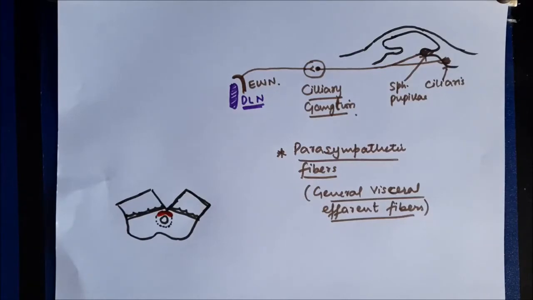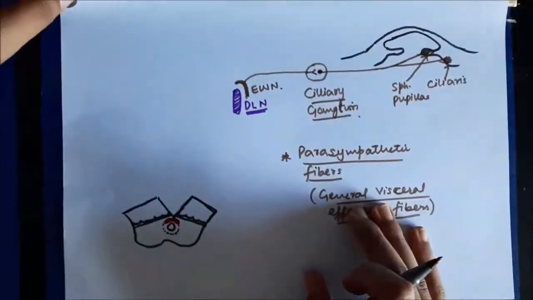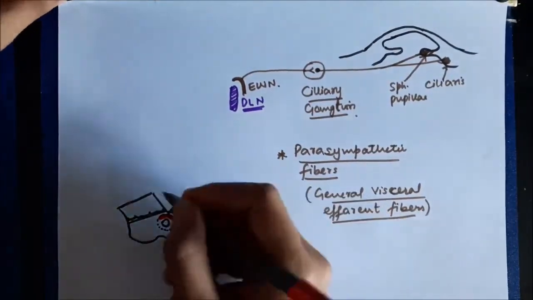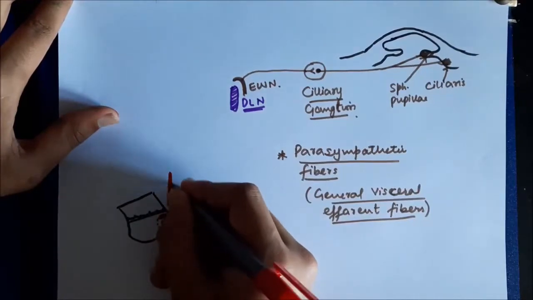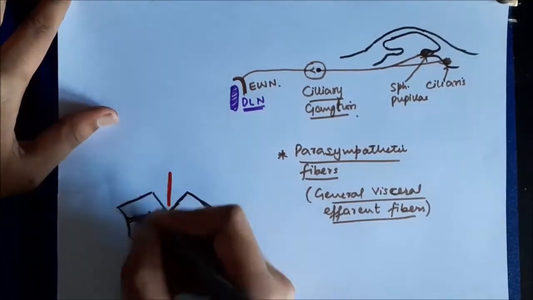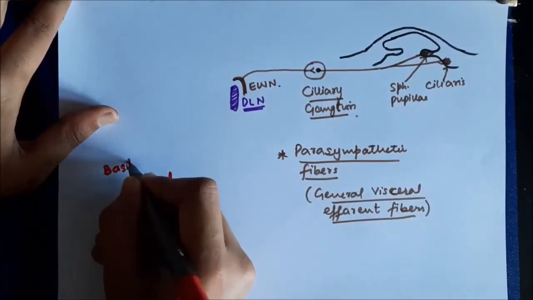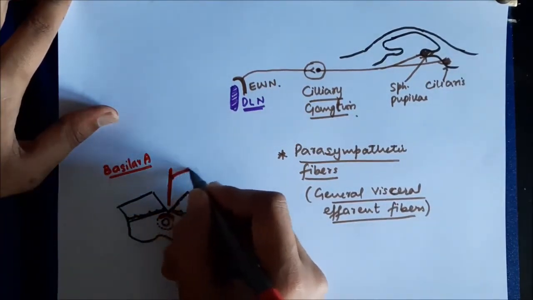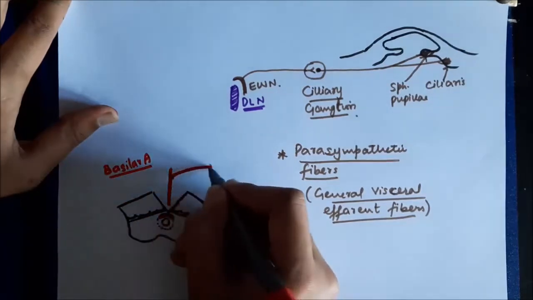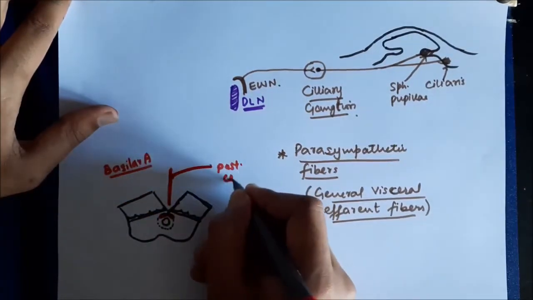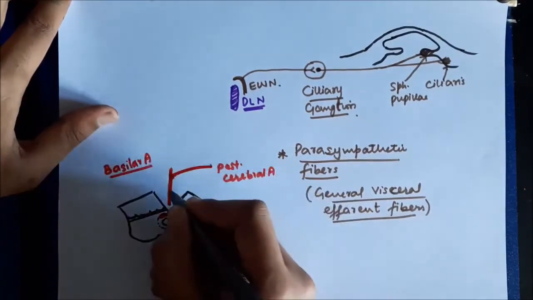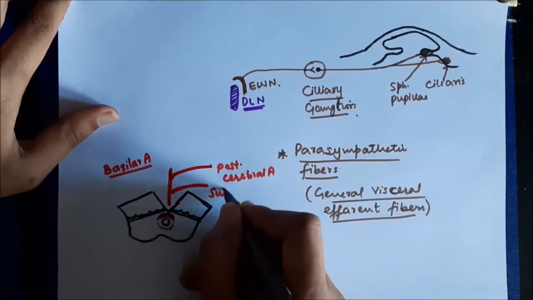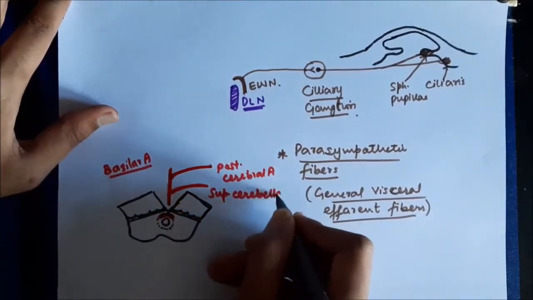Ventral to the brainstem, we have the artery called the basilar artery, and this basilar artery gives various branches. The branches we are concerned about here are this one, called the posterior cerebral artery, and the lower branch, called the superior cerebellar artery.